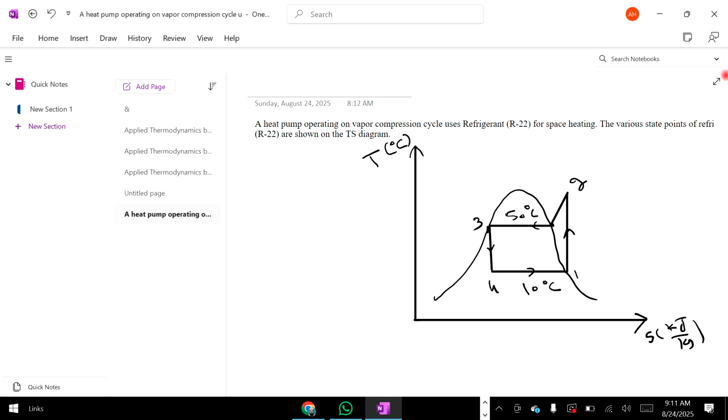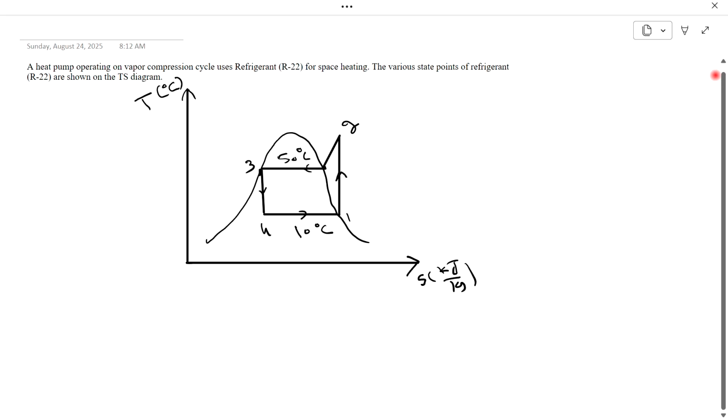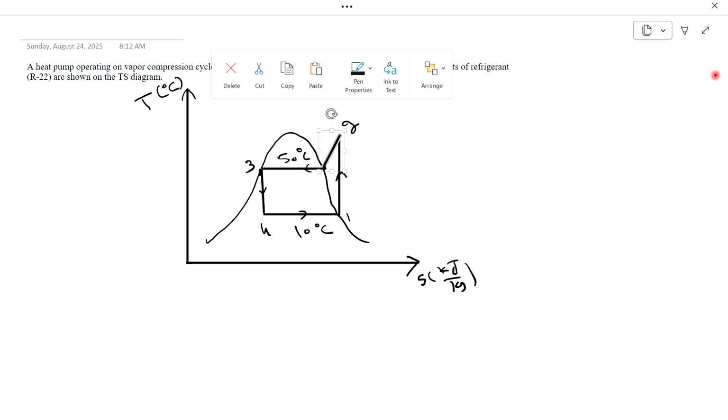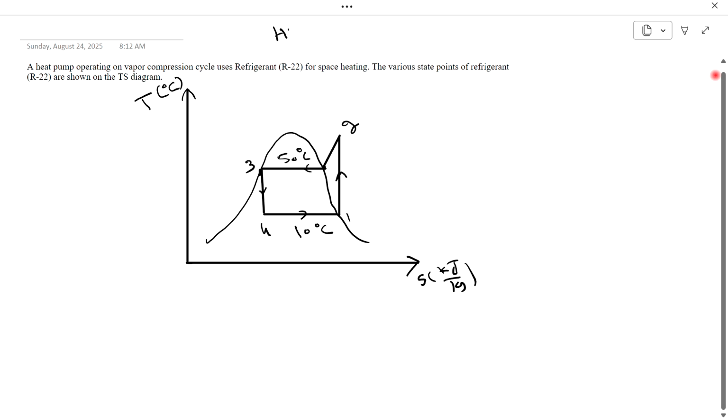Bismillahirrahmanirrahim. In this lecture, we are solving a problem for HVAC, heating, ventilation, and air conditioning. The statement is: a heat pump operating on a vapor compression cycle uses refrigerant R22 for space heating. The various state points of the refrigerant are shown on the T-S diagram.